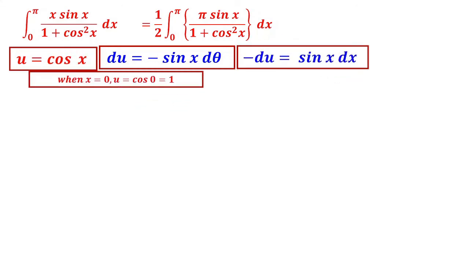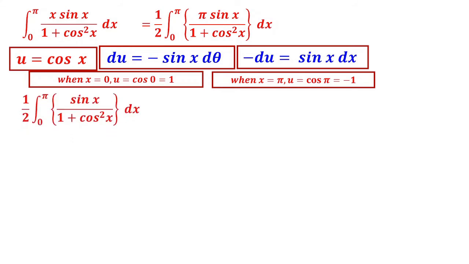When x is equal to 0, the new variable u is equal to cos 0, which is 1. When x is equal to pi, u will be cos pi, which is equal to minus 1. Therefore, the lower limit is 1, the upper limit is minus 1. Therefore, half into integral 0 to pi sin x by 1 plus cos square x dx will be pi by 2.